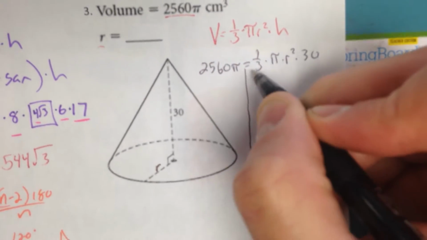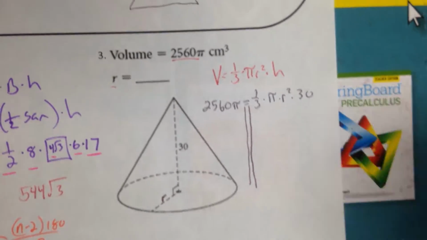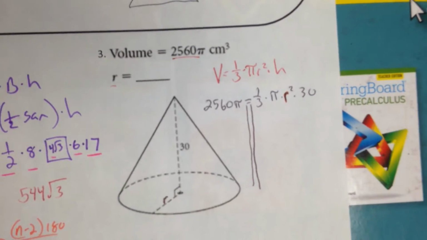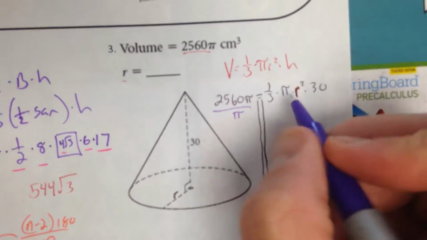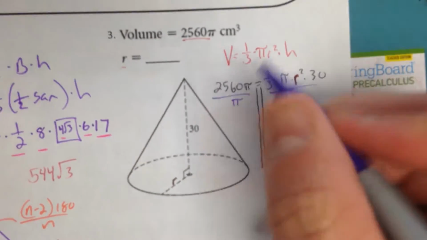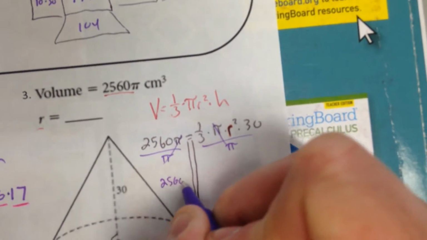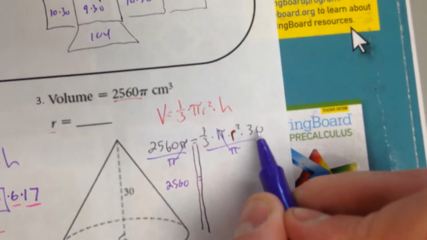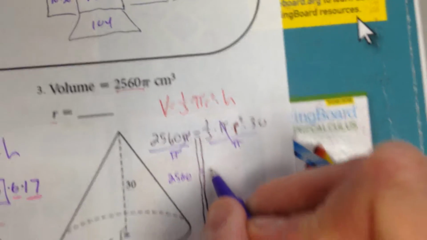We will build walls separating the left side of the equation from the right side of the equation, and we will use algebra until we can isolate the r variable. So the first thing I will do is divide both sides by pi. Dividing both sides by pi simplifies our equation. We are now looking at 2,560 equals 1/3 times 30. 1/3 times 30 is 10. So I will simplify the right side as well.